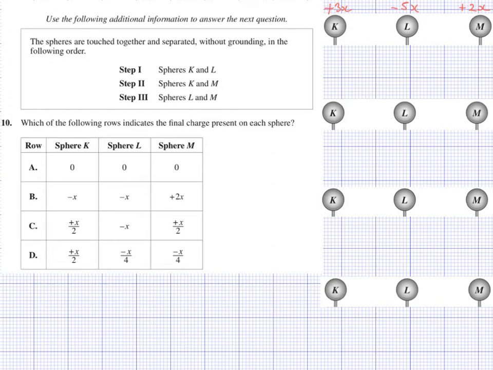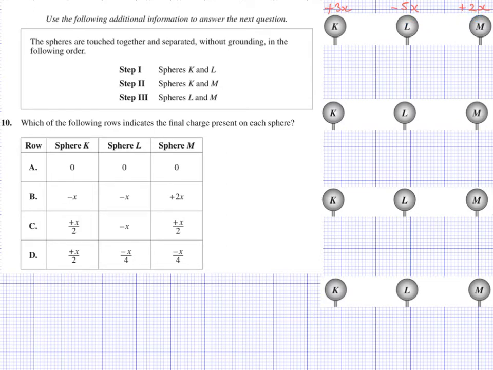Hello everyone, here's another Alberta Physics 30 Diploma question review from the 2009 released items. This is actually a follow-on from MC8 and 9, which is on a previous video. The background here is that there are three spheres that are charged. They initially have the following charges. Hopefully you can see in red I've put plus 3x, negative 5x, and plus 2x.